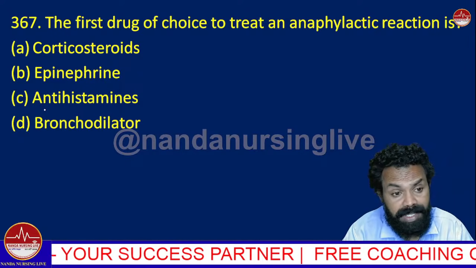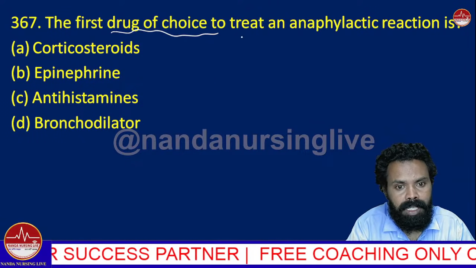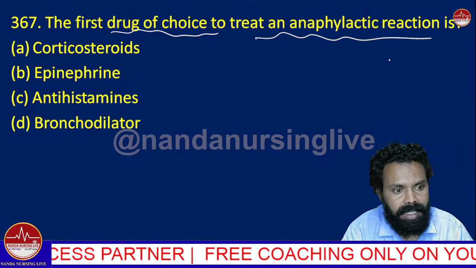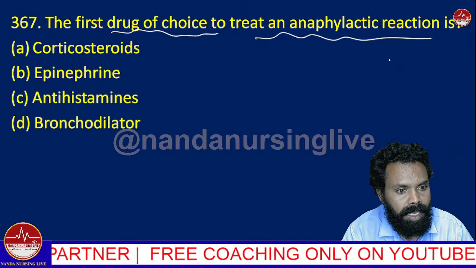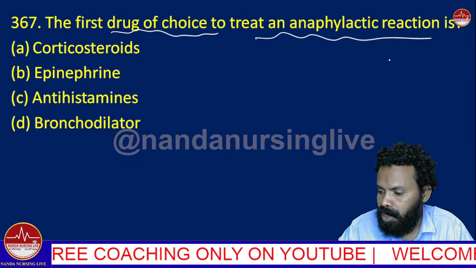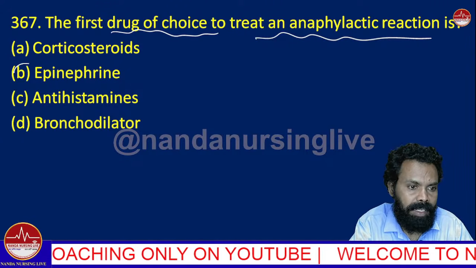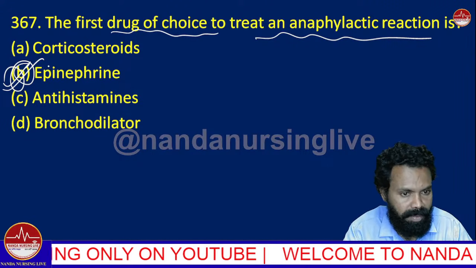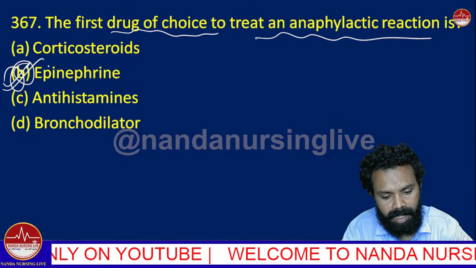Next question number 367. The first drug of choice to treat anaphylactic reactions is: option A corticosteroid, option B epinephrine, option C antihistamines, option D bronchodilators. The correct answer is option B, epinephrine, right?